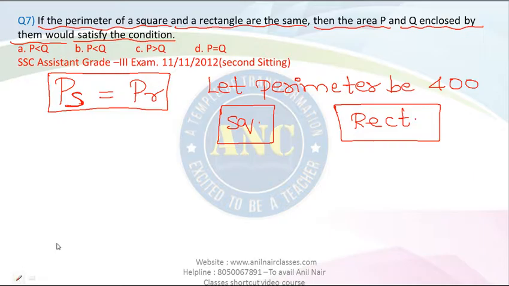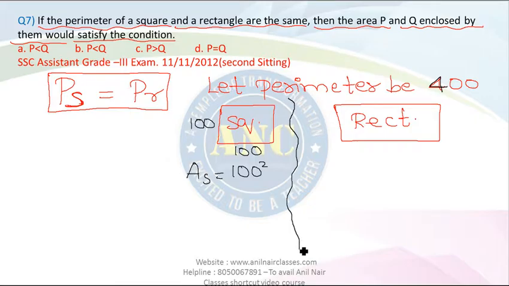Now think a little logically, we will get the answer very fast. Perimeter of the square is 400. That means every side is 100, right? Every side is 100. Now what is the area of this square? It is 100 square. This is for a square.